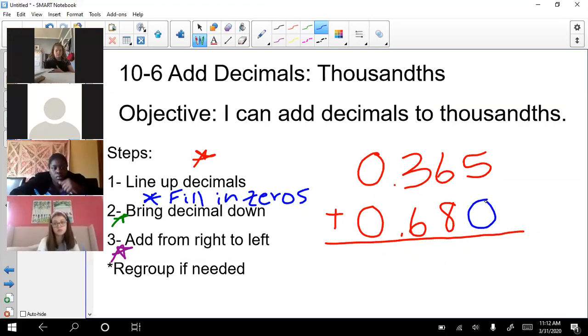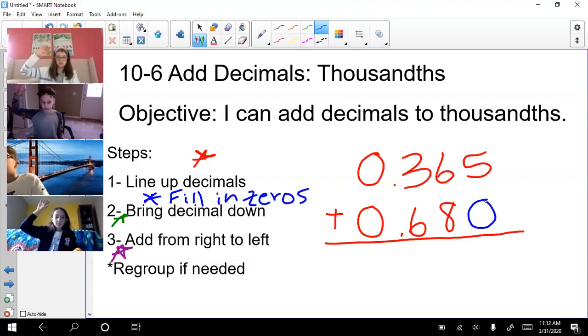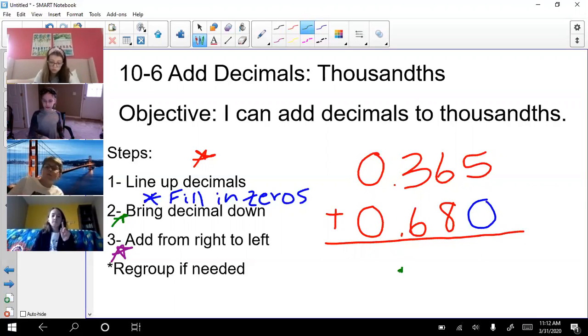Okay, awesome. What's next? Can you guys show me? What's that next step? Bring the decimal down. Bring the decimal down. Okay, and then what's the next step, Molly? Then we add them. Good.